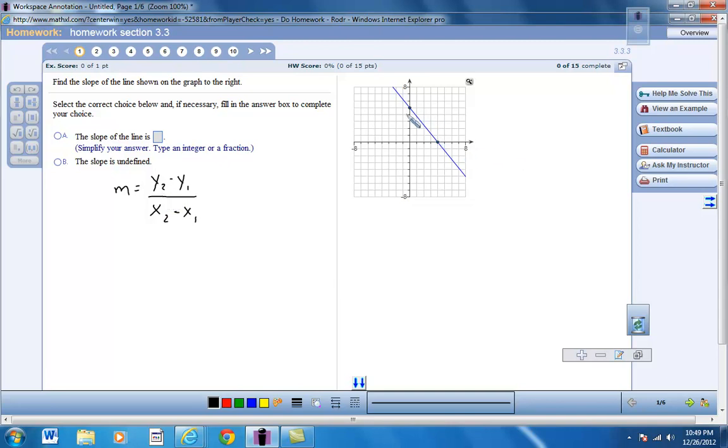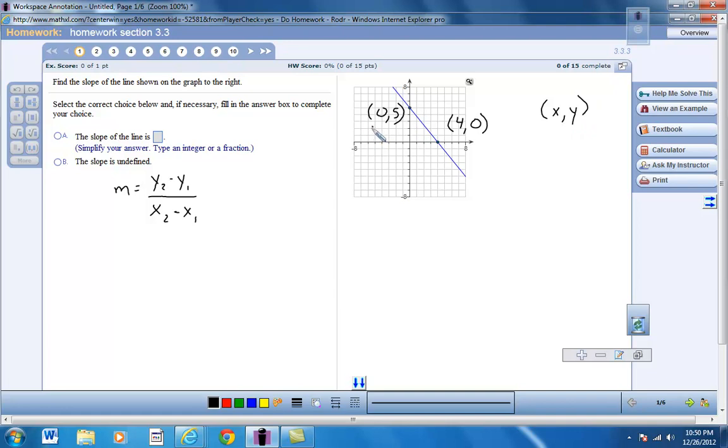So by looking at this line here, we know that this point is x is 0 and y is 1, 2, 3, 4, 5. And by looking at this point, we know here that x is 1, 2, 3, 4, and y is 0. Remember, when we look at an ordered pair, it's x, y.